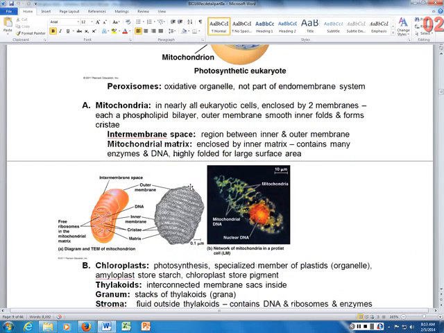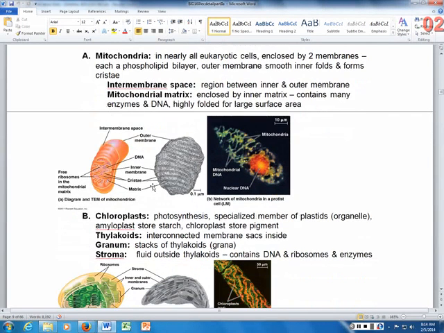So the peroxisomes, those are an oxidative organelle. Again, they're not part of the endomembrane system. They're enclosed by a membrane, but they are going to be used to oxidize things as a way for the cell to try and protect itself or break things down.